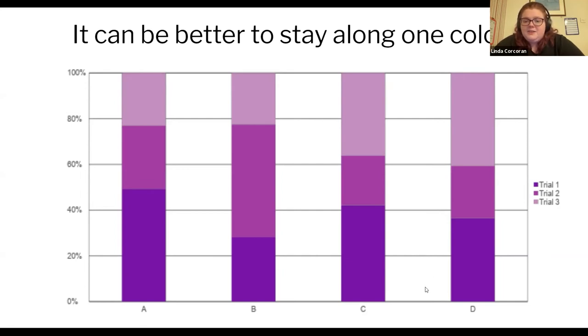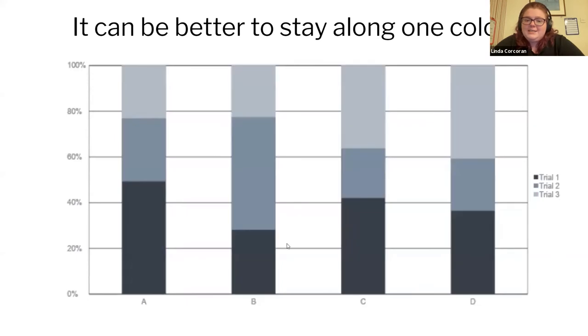If we move on to the next slide, a good way to test your colors, if you are not sure, is to change it to grayscale. You should be able to easily see the difference between all of the colors that you're using. If you can't, you need to change it because it's not going to be able to be seen.